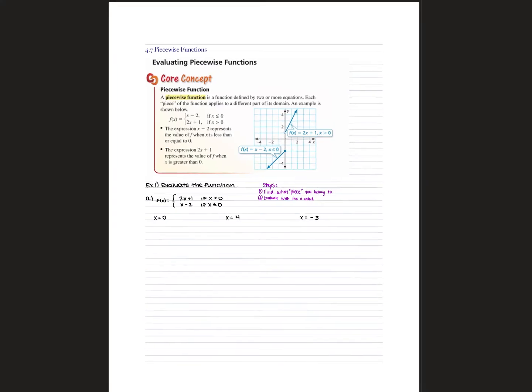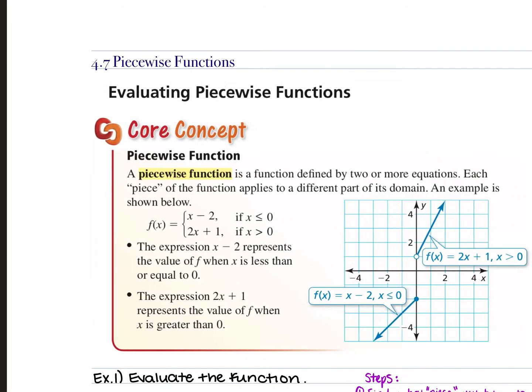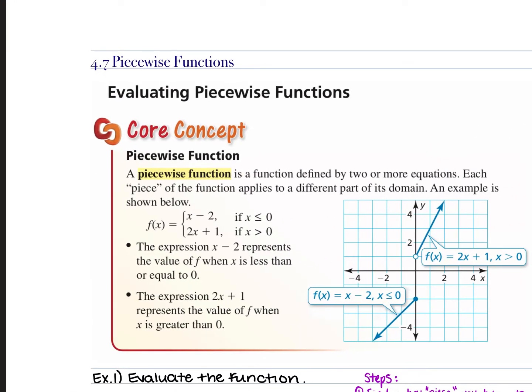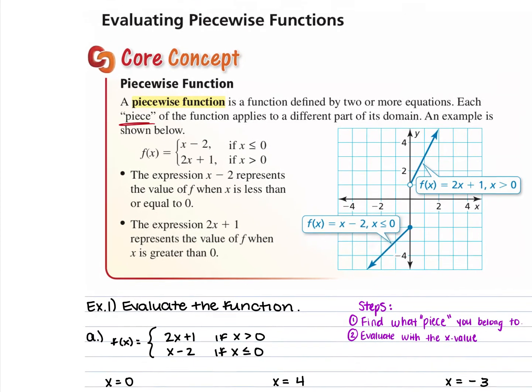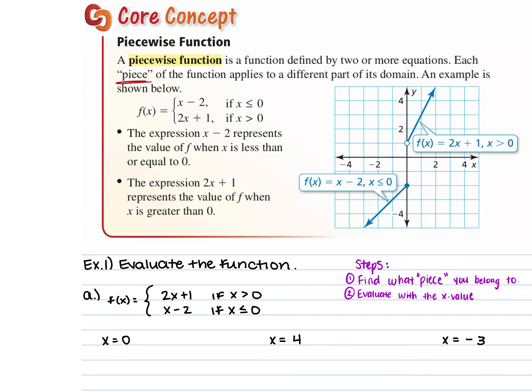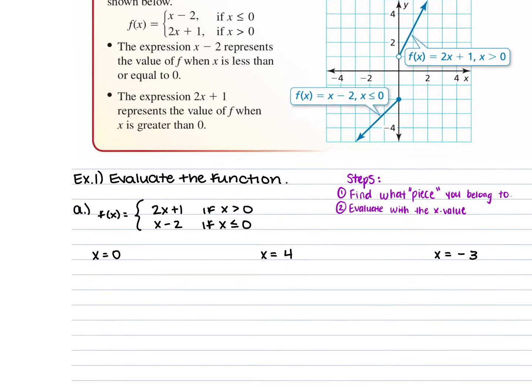All right, so let's get started with 4.7. So 4.7, we have piecewise functions. So a piecewise function is a function defined by 2 or more equations. Each piece of the function applies to a different part of its domain. So piecewise functions are just pieces of different graphs, but in one. So it's kind of like graphing two different things, but it's just pieces of them.